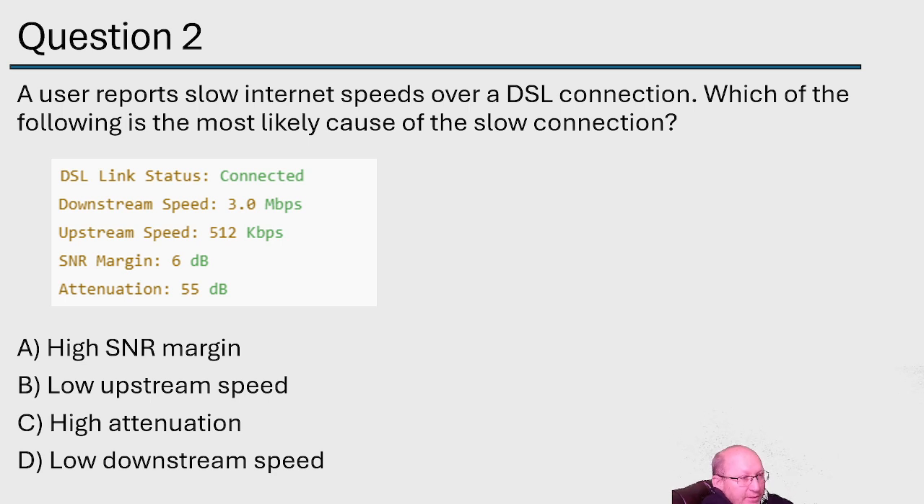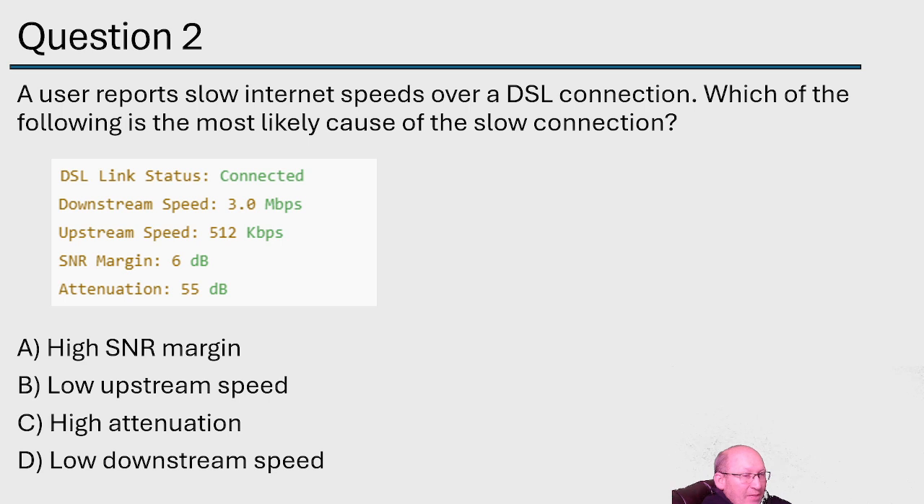Are we ready to move on? I think we're ready to move on. If you need more time, you can always pause the video. A user reports slow internet speeds over a DSL connection. Which of the following is the most likely cause of the slow connection? We have this little stat block here. We see the DSL is connected. Download speeds at 3 megabytes per second. Is that good? Is that bad? What do you think? Upstream or upload speeds at 512 kilobits per second. That's about half a megabyte.